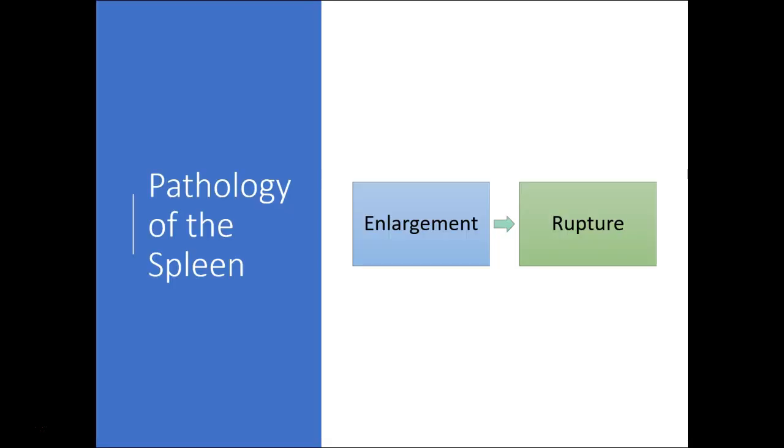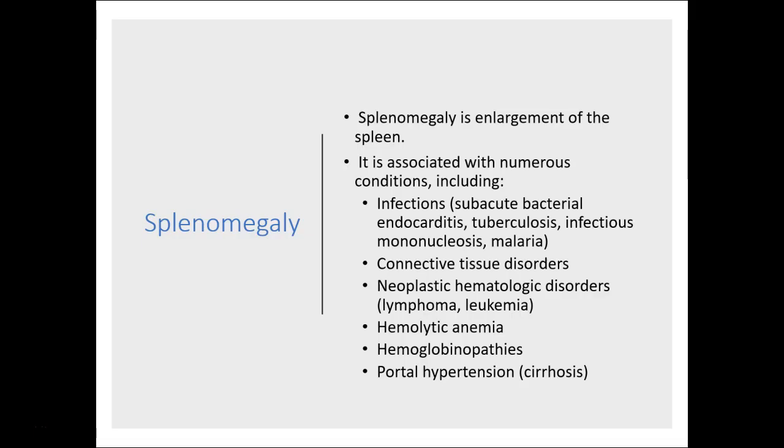All right, pathology of the spleen. We have enlargement and rupture, so easy, only two. Splenomegaly is enlargement of the spleen, and it is associated with numerous conditions, including infection. It can be from endocarditis, tuberculosis, malaria. It's connective tissue disorder, so neoplastic hematologic disorders. It can be from lymphoma or leukemia. It can be hemolytic anemia and portal hypertension.